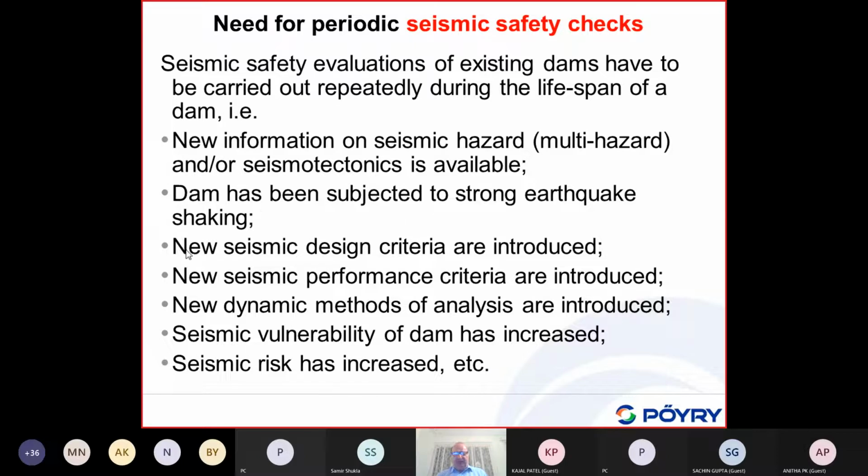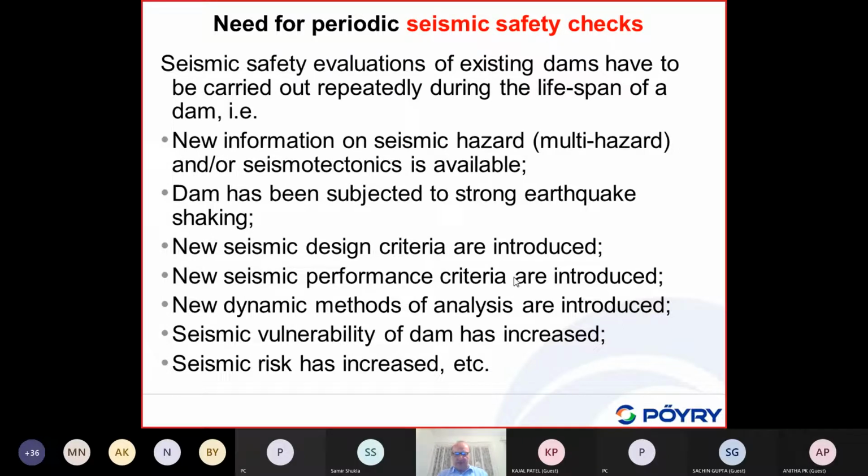Number three, if new seismic design criteria are introduced. This is the ICOLD Bulletin 148, I would say, which is related to seismic aspects, and it is a new bulletin which also covers different issues, some we will discuss today. If new seismic performance or safety criteria are introduced, we now allow, as I said, some damage in the dam body as long as the reservoir can be retained.